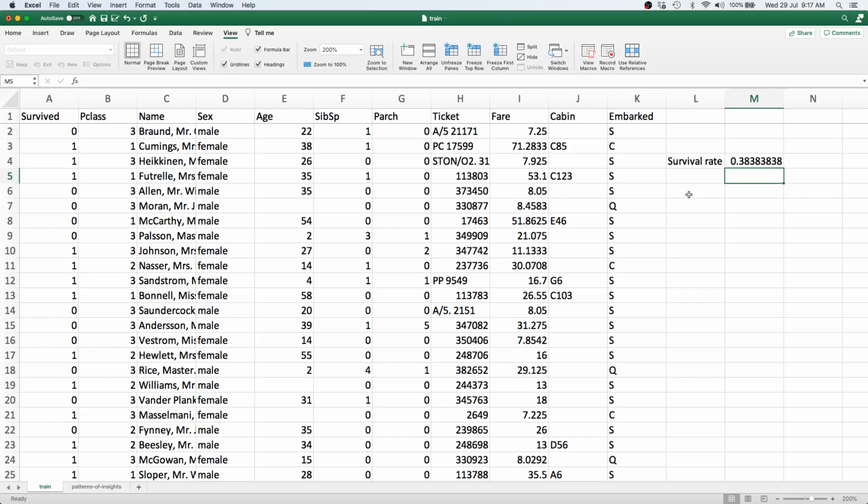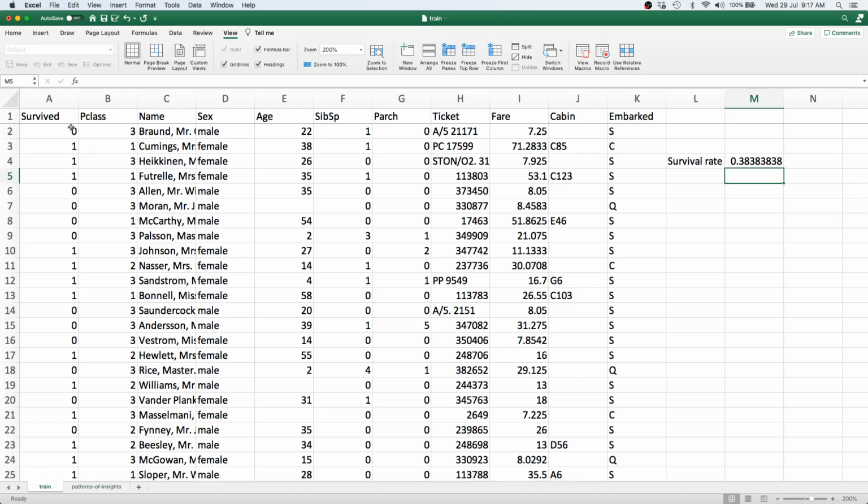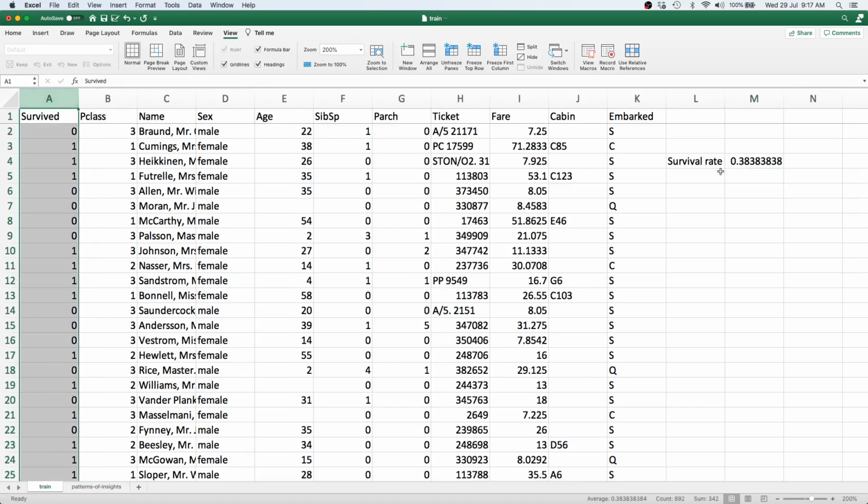Now the next question that we had was, what is the survival rate by class? Now we have the survival rate in this particular column and we have already calculated it overall, and we have the class over here. So what we need to do first in order to find the survival rate for each independent class is to filter this particular column by a particular class value. So basically for the third class, take all the rows which have 3 in this particular column and then compute the survival rate for those rows separately. Then do the same for the first class and then do the same for the second class.